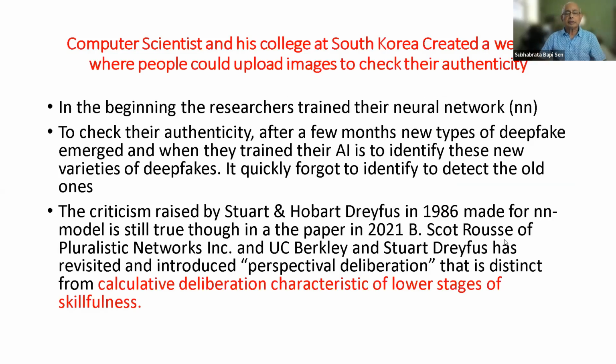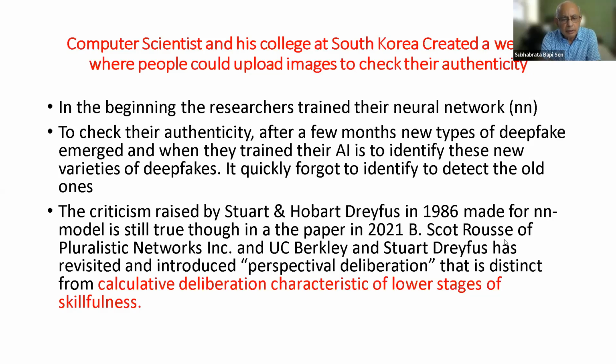computer scientists and colleagues in South Korea created a website where people could upload images to check their authenticity. In the beginning, the researchers trained the neural network to check the authenticity. After a few months, new types of deepfakes emerged, and when they trained their AIs to identify these new varieties of fakes, it quickly forgot how to identify the earlier ones.